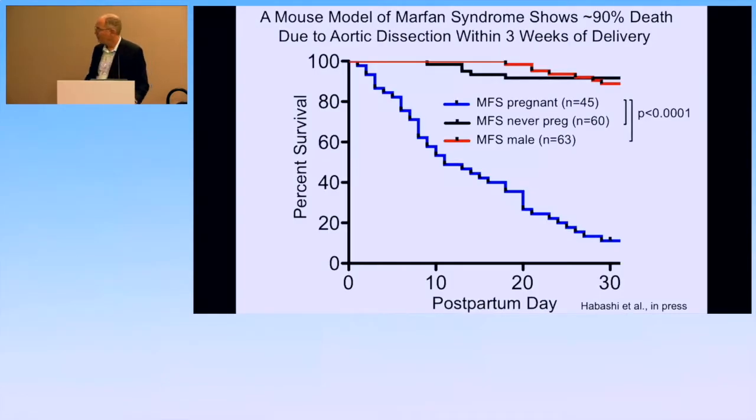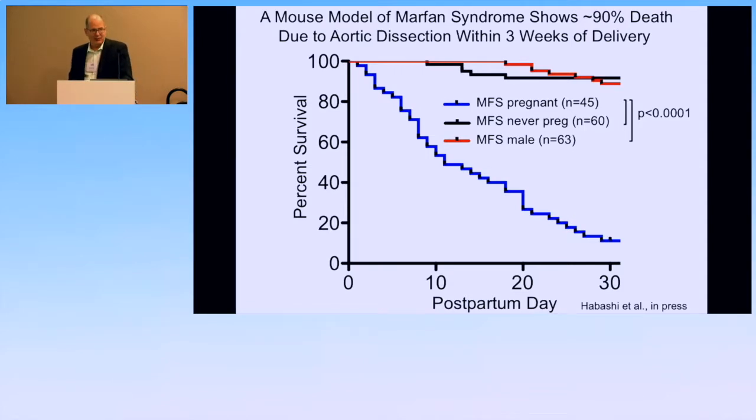And this particular mouse model of Marfan syndrome shows an extreme risk of aortic dissection in the 3 weeks or so following delivery. There's virtually no prenatal dissection in this mouse model, but close to 100% death due to aortic dissection in the postpartum period. This is very different from female Marfan mice that were never pregnant, shown in black, and male Marfan mice shown in red. So we asked a very simple question.